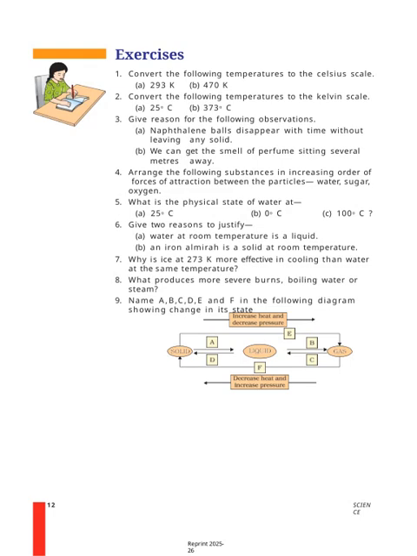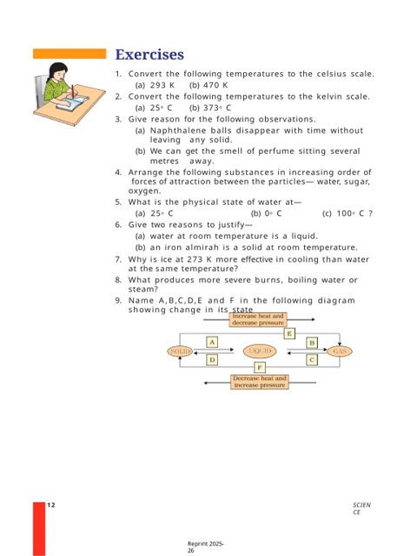Let's start with the first set of questions about temperature conversions. When converting from Kelvin to Celsius, remember that Celsius equals Kelvin minus 273. So, for 293 Kelvin, subtract 273 and you get 20 degrees Celsius. Similarly, for 470 Kelvin, subtract 273 and you get 197 degrees Celsius. Now, converting Celsius to Kelvin is straightforward. Add 273 to the Celsius temperature. For example, 25 degrees Celsius becomes 298 Kelvin, and 373 degrees Celsius becomes 646 Kelvin.